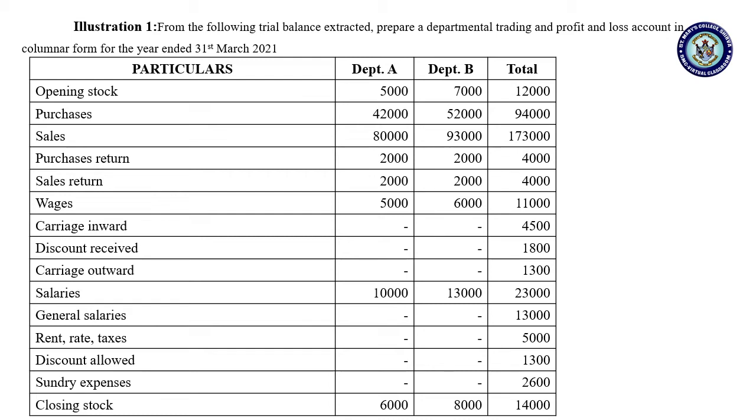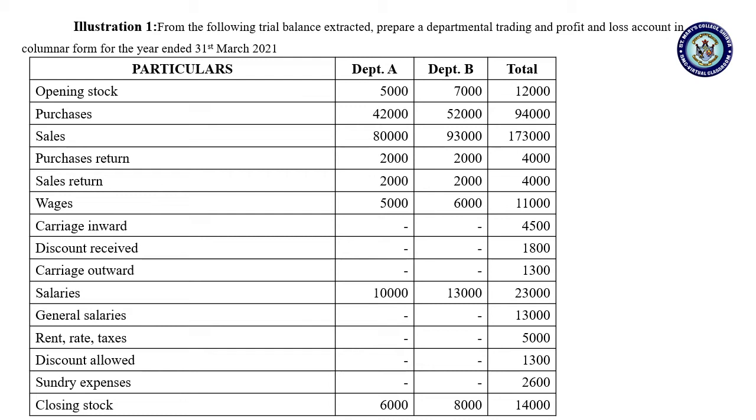Now carriage inward is incurred before production, means the transportation or freight charges paid for purchase of goods, means before production. So carriage inward is a trading account item. Carriage outward is after production, so it is the P&L item, and both are expenses. But carriage inward is the expense incurred before production, so it should go to the trading account. Carriage outward is incurred after the production, so it should go to the P&L account.